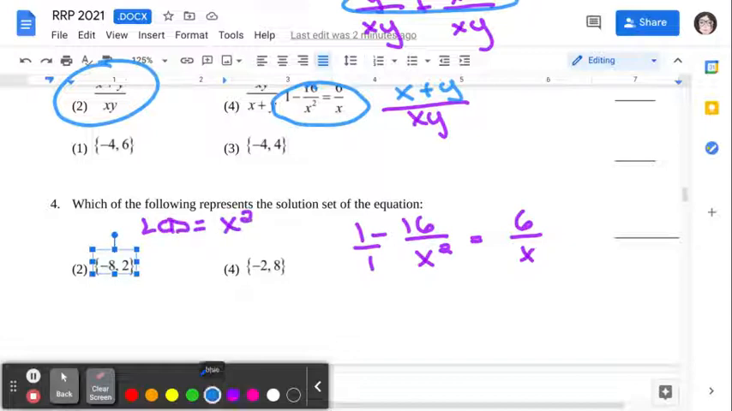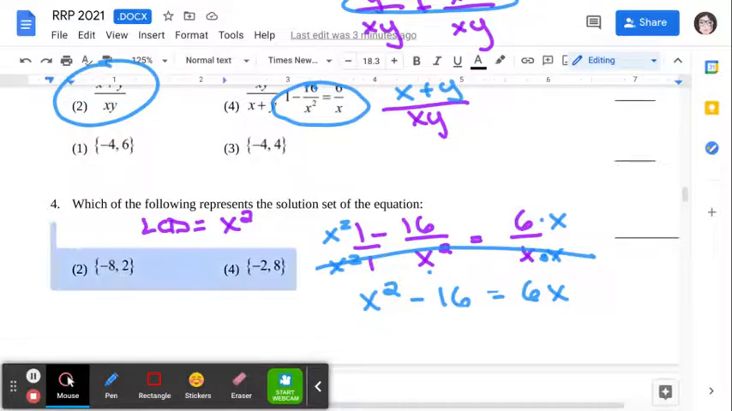And then what I'm going to do is multiply each fraction to make sure that cancels out. So I'm going to multiply this first fraction by x squared, the bottom and the top. This one's good. It's already got an x squared on the bottom. And this one I'm going to multiply by x. And then what happens is those go away. So I'm left with 1x squared minus 16 equals 6x.